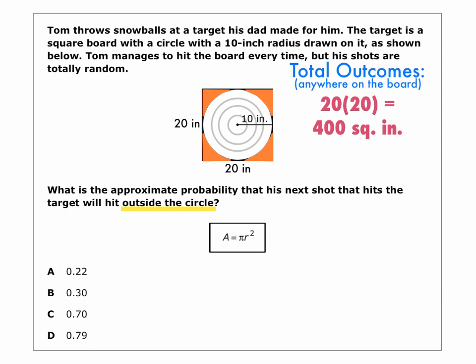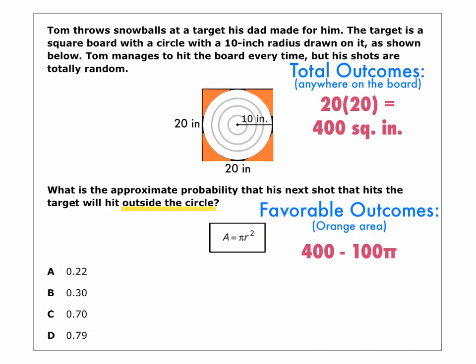So to find the area of a circle, I do pi times radius squared. I know that my radius is 10. Well, 10 squared is 100. So I'm going to take the area of my square, 400, and I'm going to subtract the area of the circle, which is 100 pi. Well, 100 times pi, if we're using 3.14, is just 314. So 400 minus 314 leaves you with 86 square inches for your favorable outcomes, or the orange highlighted areas in this case. My favorable outcome would be 86. My total outcome would be 400 square inches.